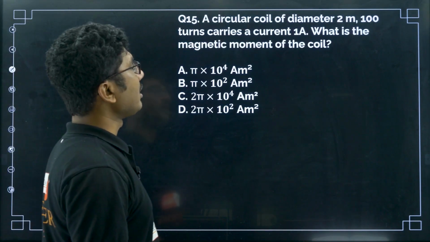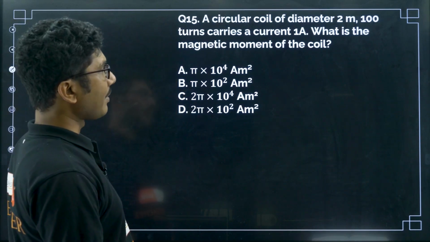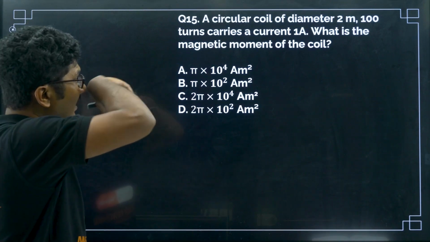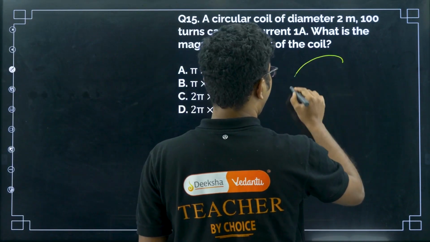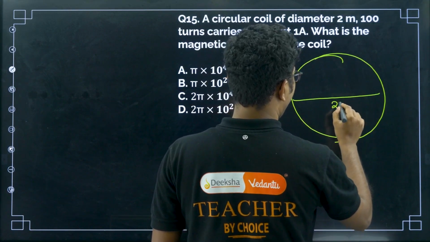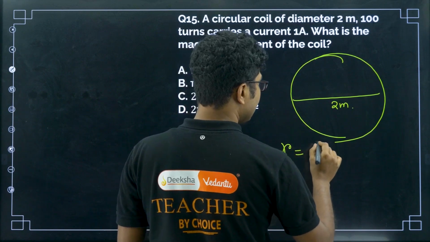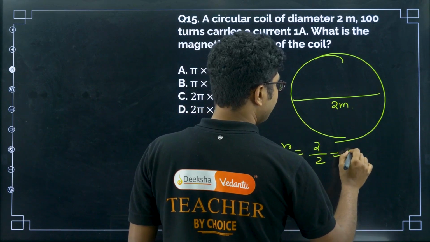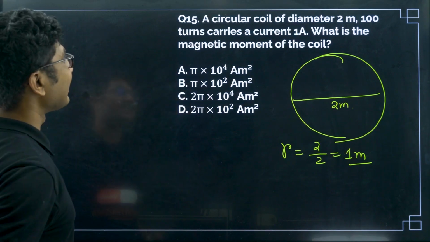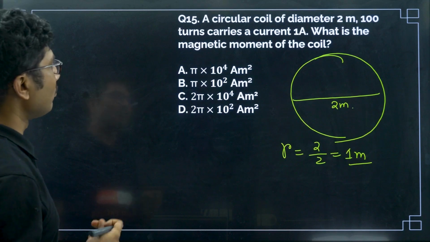A circular coil of diameter 2 meter, 100 turns, carries a current of 1 ampere. What is the magnetic moment of the coil? So, a circular coil of diameter 2 meter. Diameter 2 meter means what is the radius? Radius is 2 divided by 2, that is 1 meter. And 100 turns, carries a current 1 ampere. What is the magnetic moment of the coil?